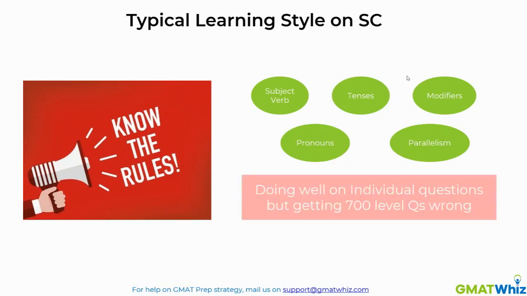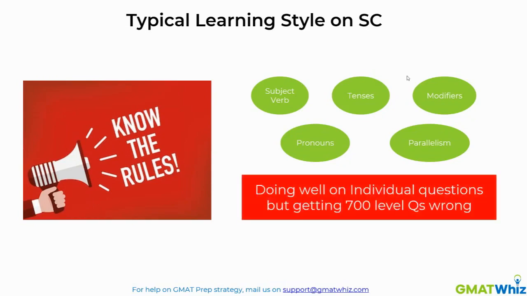And the best part was when I was doing individual questions, I was getting them right. So I did not feel that I'm going in the wrong direction. But the moment I started solving 700 level questions, hard questions basically, where I did not know which rule to apply or which error to look for, I started getting them wrong. How many of you have faced this problem? That when you do individual topics, you get those questions right. But when you do 700 level questions where you don't know where the error is, you get them wrong. How many of you have faced this problem?